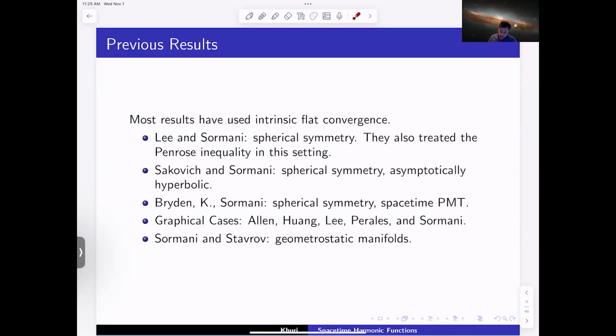So some previous results on this theorem are due to Lee and Sormani using inverse mean curvature flow type ideas in spherical symmetry. Sakovic and Sormani treated spherical symmetry in the asymptotically hyperbolic realm. Bryden, Sormani, and myself did the spacetime version of this in spherical symmetry. Graphical cases are due to Allen, Wang, Lee, Perales, and Sormani, and geometric static manifolds also due to Sormani and Stavrov. These are all in the intrinsic flat sense.